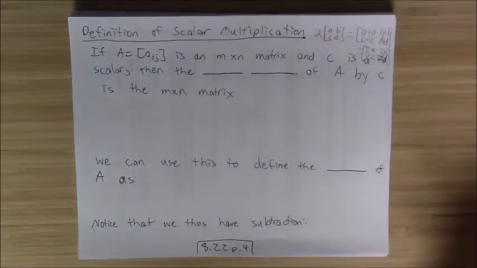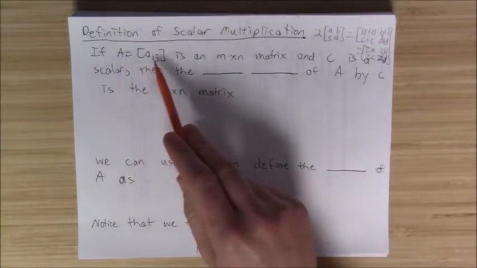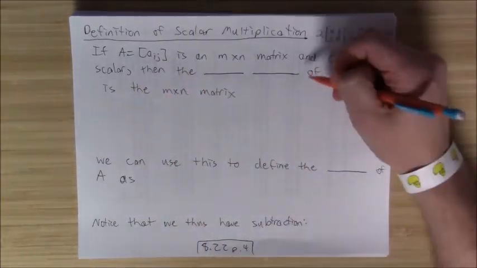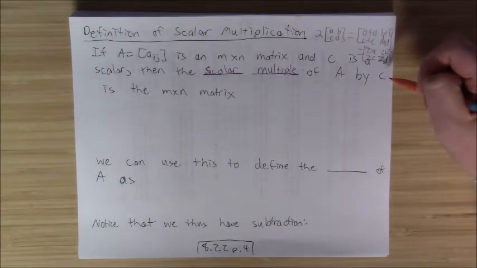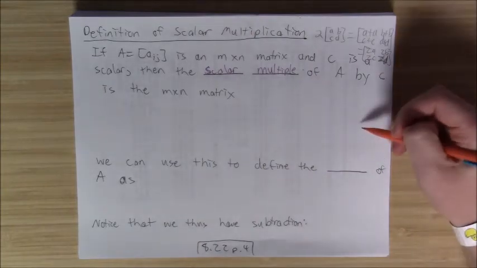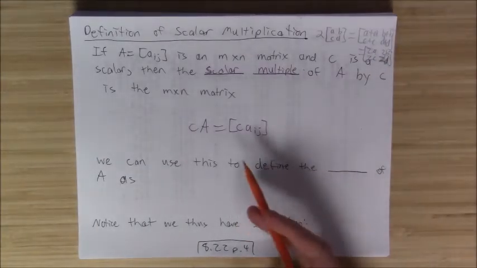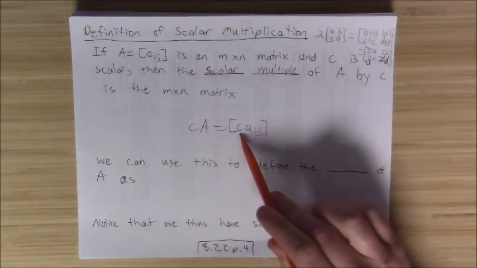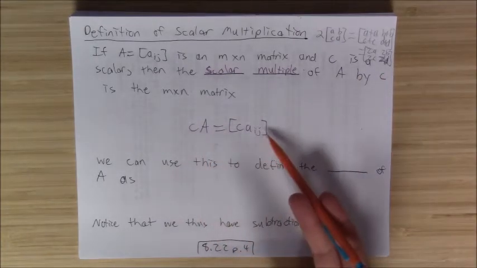Well, this is how we define scalar multiplication. If A is an m by n matrix and c is a scalar, then the scalar multiple of A by that number c is the m by n matrix with entries c times a_ij. And it's interesting to note here that this is why we call these scalars, because they scale the matrix by c. So that's why we call numbers just scalars.